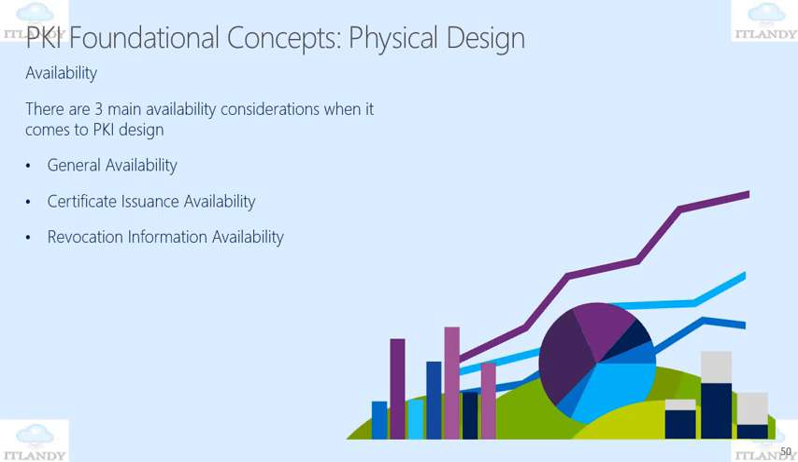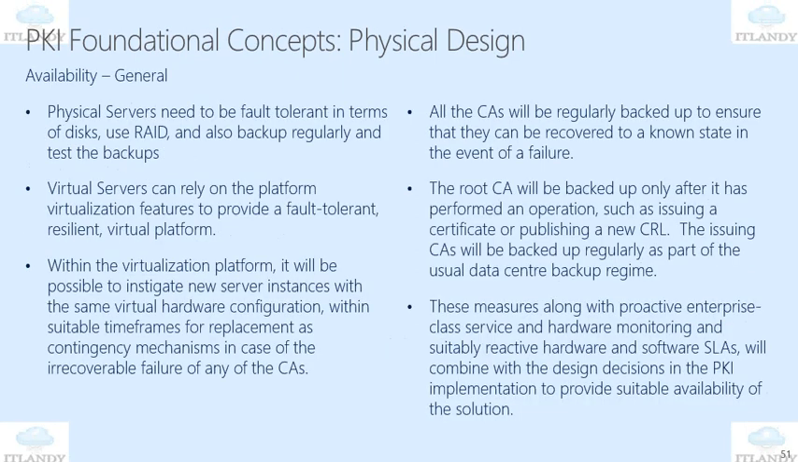There are three main availability considerations when it comes to PKI design: general availability, certificate issue availability, and revocation information availability. In my opinion, all are important, but the middle one, certificate issue, is the crucial one. General availability: physical servers need to be fault tolerant in relation to disk, using the right technology, and backup and test as well. Virtual servers can rely on the platform like VMware or Hyper-V to do the fault tolerance, or they could be sitting in Azure or wherever you want to put them.